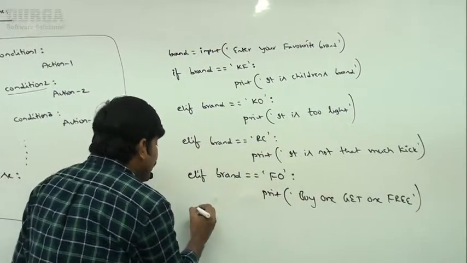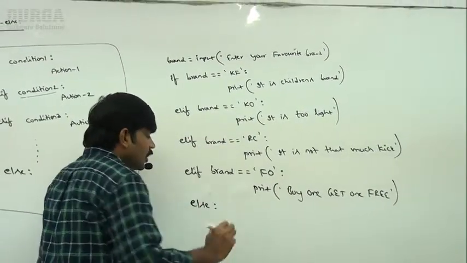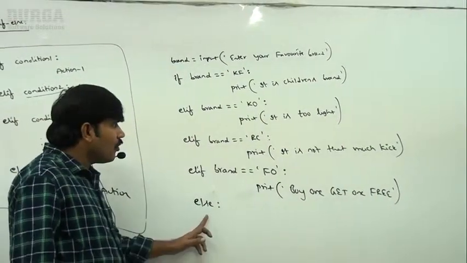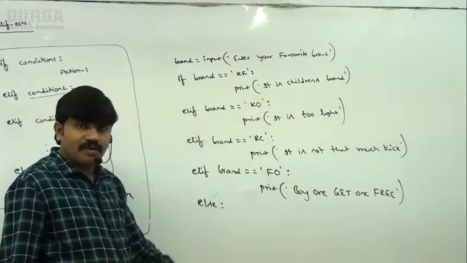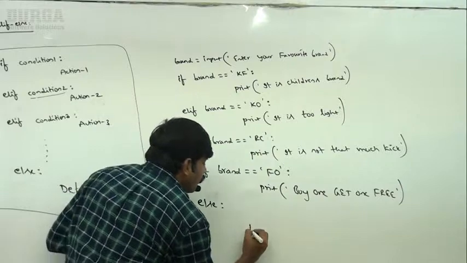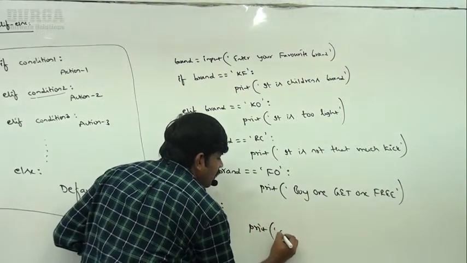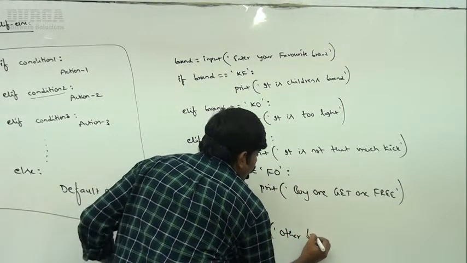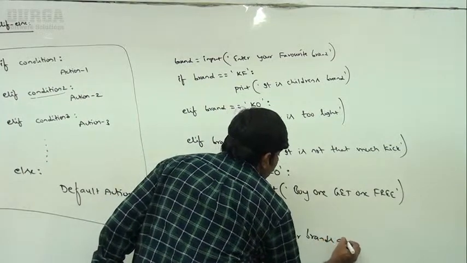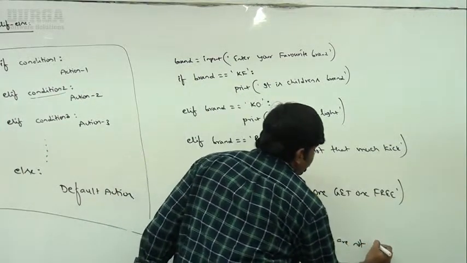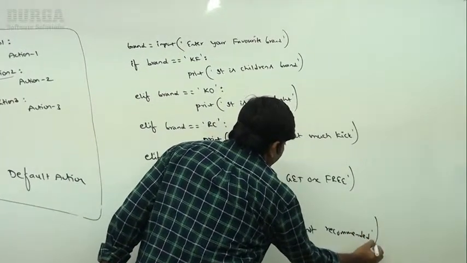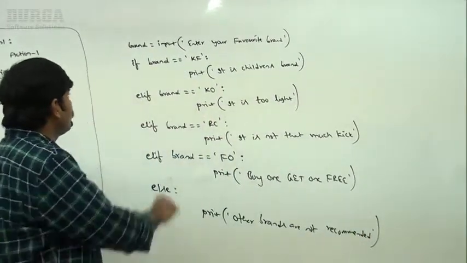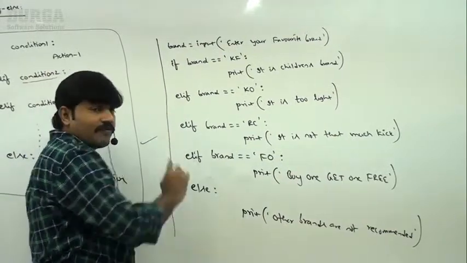Else: when will the control come to the else part? If not KF, not KO, not RC, not FO, then only. Now print "Other brands are not recommended". Beautiful example, a bit funny example.